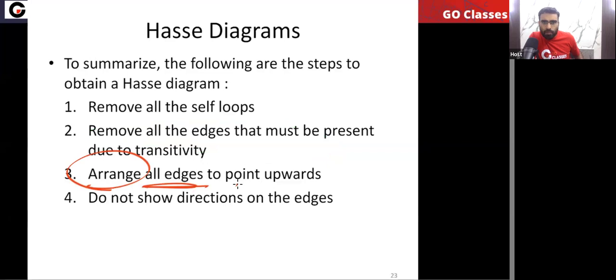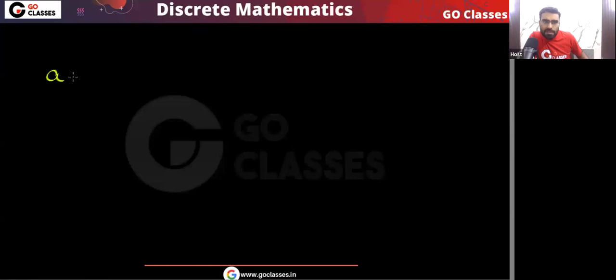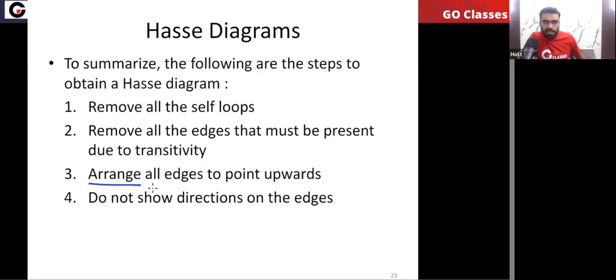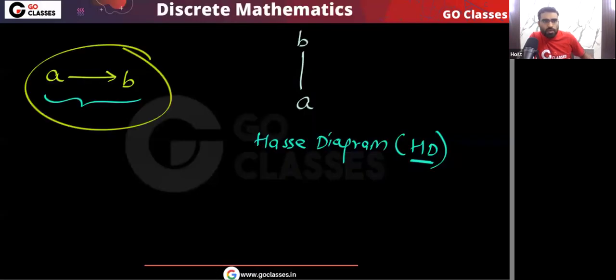So remove all the self loops, remove all the transitive edges, and see this: arrange all the edges to point in the upward direction. Okay, what does it mean? It simply means that if you have this edge A to B, then in the hash diagram, how will you show it? In short, I will call it HD. So remember, this edge we are going to show like this. Okay, upward direction. So just point it in the upward direction. Very simple point. So you can read this: arrange all the edges to point in the upward direction. Remember, this edge you can point in the upward direction, and then you remove this direction.